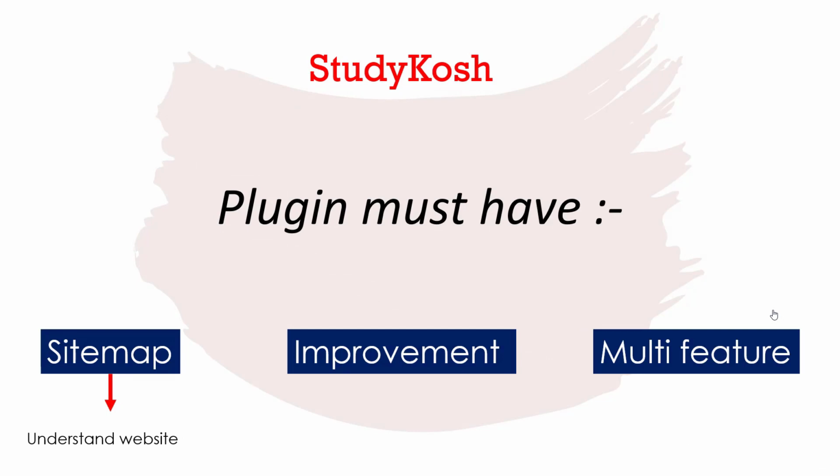Foremost of all, sitemap. Now what is sitemap? Sitemap is basically the map which explains to the search engine, after decoding, what your website is all about. For example, my domain is thestudykosh.com. That is entirely about online courses. What will sitemap do? It will make the search engine understand what thestudykosh.com is all about. So therefore, a plugin must have a sitemap. All the important upgradations, all the important content is easily recognized by the search engines using sitemap.